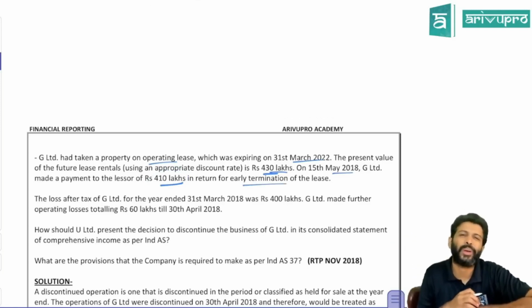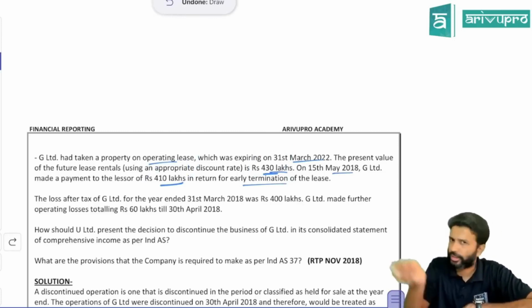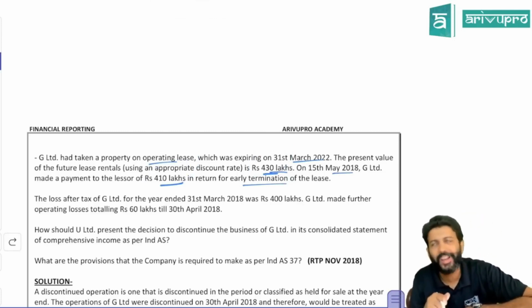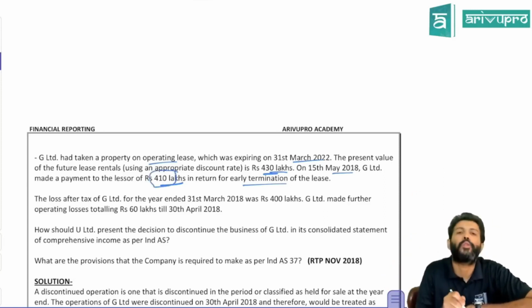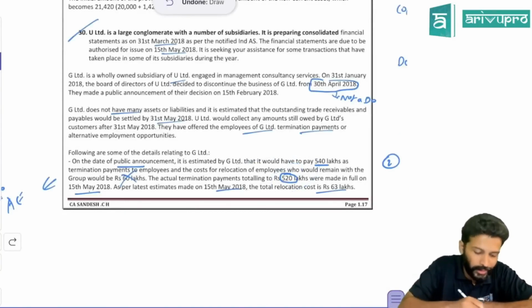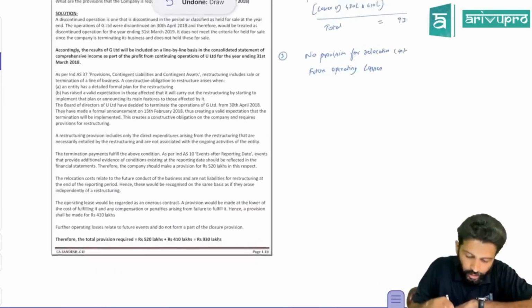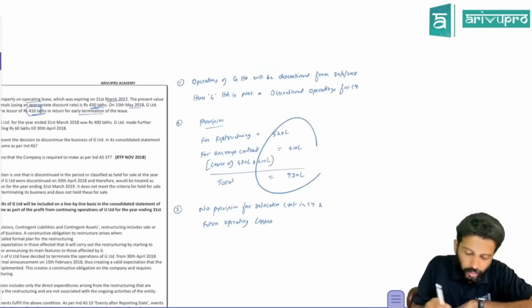This is an onerous contract. Why, sir? Sir, if you continue the lease, totally you have to pay 430 lakhs. If you cancel the lease, you have to terminate by paying 10 lakhs. So it's either way, it's a loss. So it's an onerous contract. You make the provision for the lower of the two amounts. Which is the lower of the two amounts? 410 lakh rupees. So that means you have to make one provision for termination penalty, which is 520 lakhs. Another for onerous contract, which is 410 lakhs. So total provision, you will make it for 930 lakhs. That is what I've written over here.